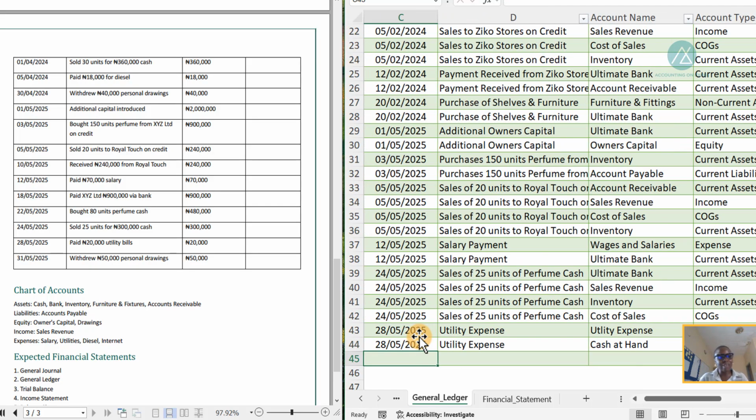So the next transaction is on the 31st. So it's raining in my background. I know you are hearing the sound of the rain. That's the last transaction, 31st of May 2025.